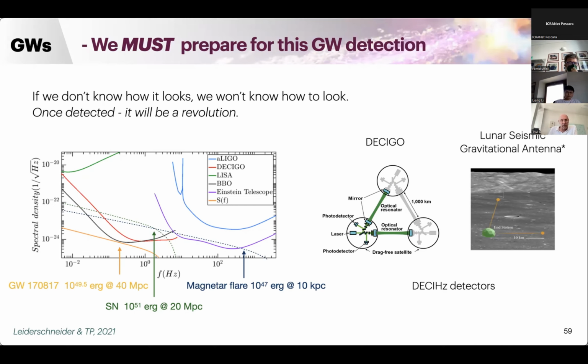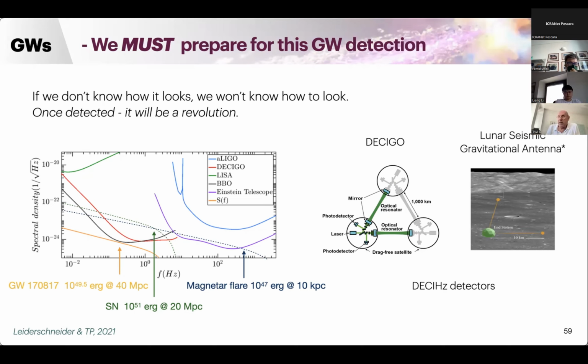And just to mention something which I'm partially involved in and very excited about, there are several ideas to put a lunar seismic gravitational antenna, so to put a gravitational detector on the moon. The moon is very quiet, and because it is very quiet, it is good to detect gravitational waves at this low frequency range.